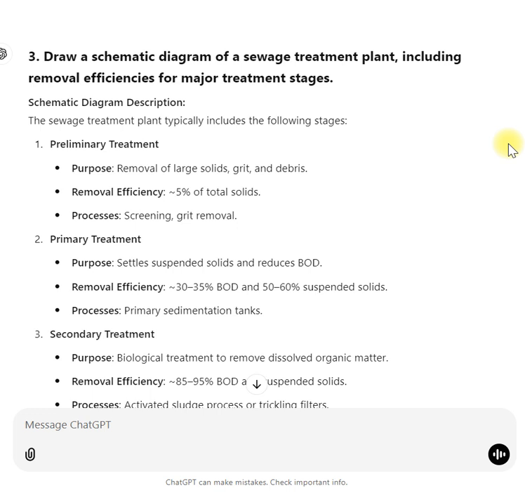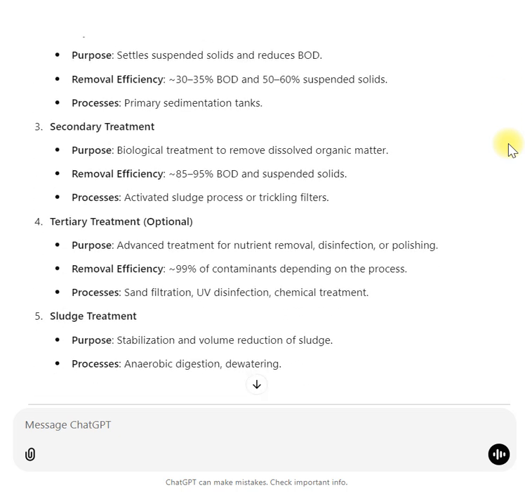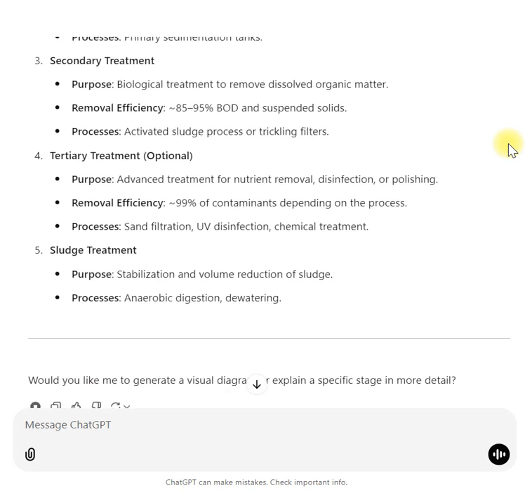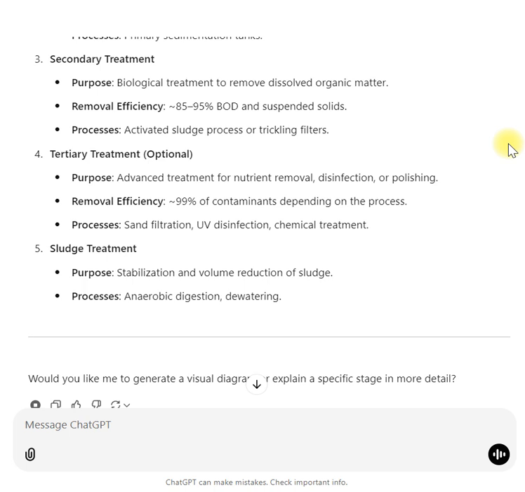3. Secondary treatment. Purpose: biological treatment to remove dissolved organic matter. Removal efficiency: 85 to 95% BOD and suspended solids. Processes: activated sludge process or trickling filters. 4. Tertiary treatment, optional. Purpose: advanced treatment for nutrient removal, disinfection, or polishing. Removal efficiency: up to 99% of contaminants, depending on the process.